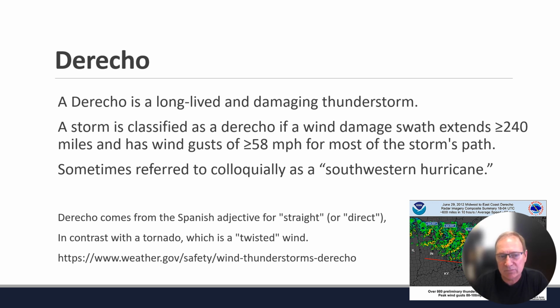And again, we have a Spanish word origin. It's an adjective for the word straight. But the whole point of a derecho is that the damage associated with it really can span a significant area. In your reading for this week, I included a paper that we wrote about a derecho that impacted primarily the state of West Virginia in 2012.